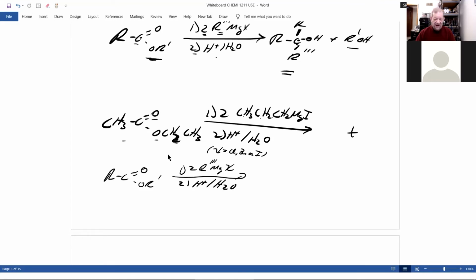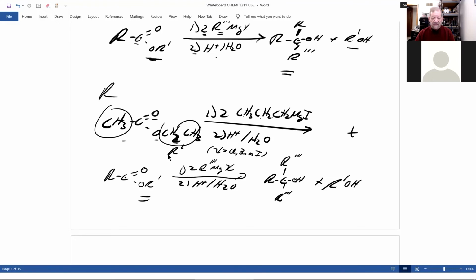And what do you get? What's attached to the carbonyl carbon is still attached. And then you make not one, but two carbon-carbon single bonds that becomes an alcohol, and this part becomes this alcohol. So if we look up here, this is R prime, and this is R triple prime.